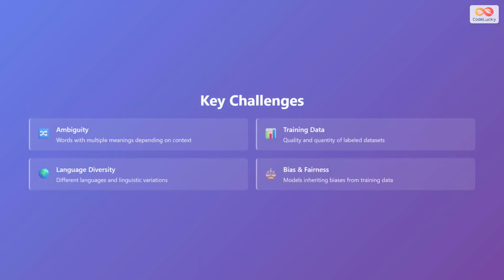Despite its power, NLP faces several important challenges. First, there's ambiguity. Many words have multiple meanings depending on context. For example, the word bat can mean an animal or a sports equipment. Second, obtaining quality training data is difficult and expensive. Third, language is incredibly diverse. Different languages have different rules, and people use slang and dialects that vary by region. Finally, there's the challenge of bias and fairness. If training data contains biases, the NLP model will inherit those biases.